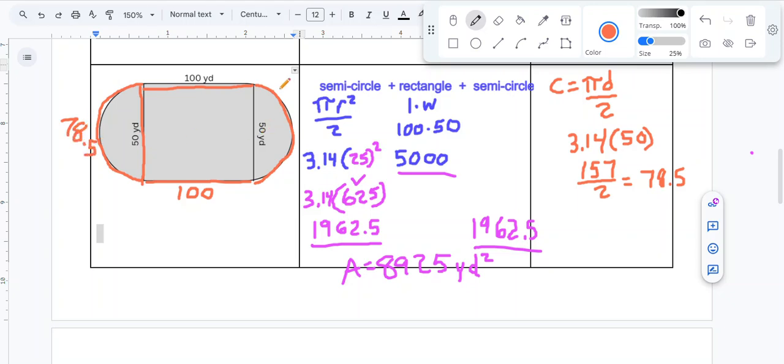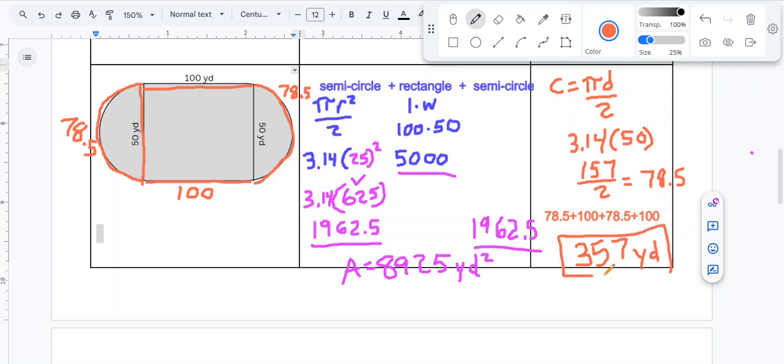And this is the same shape over here, so I know this curve over here is also 78.5. So now I can add all those together and get my perimeter. So it'd be 78.5 plus 100 plus 78.5 plus 100. If I add all those together, I get 357. So my perimeter would equal 357, and this is being measured in yards. And that would be my perimeter.